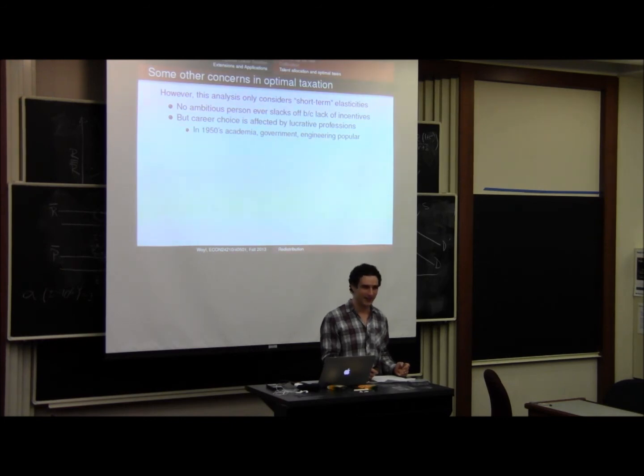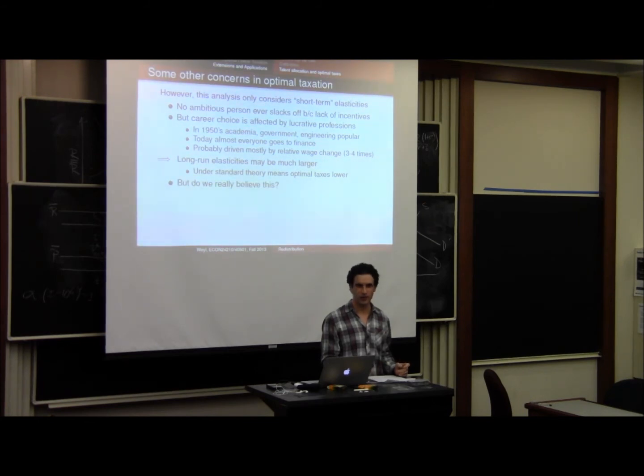So in the 1950s, people who were really successful went into academia, government, engineering, and now almost everybody goes into finance, right? And this is driven probably by the 3 to 4 times relative wage change. And that suggests that long-run elasticities might be much larger. And under the theory, that says we should have 10% tax rates. We should have really, really low tax rates if this is true.